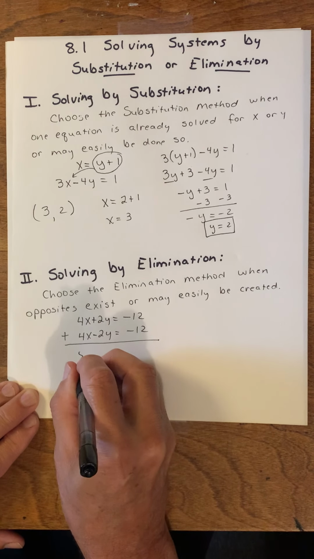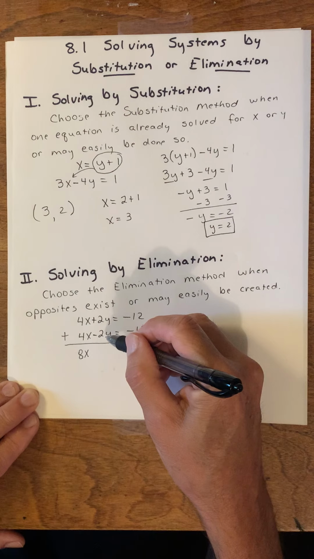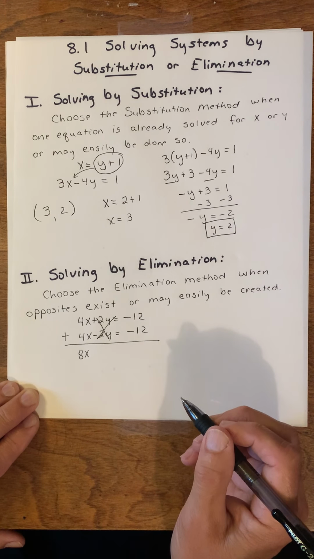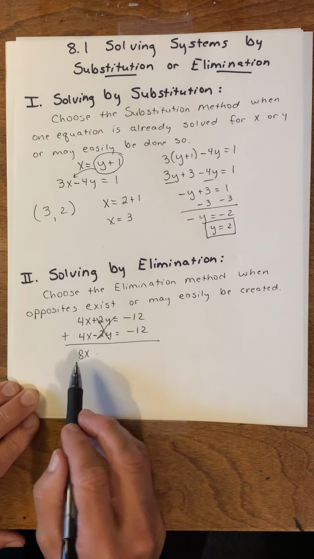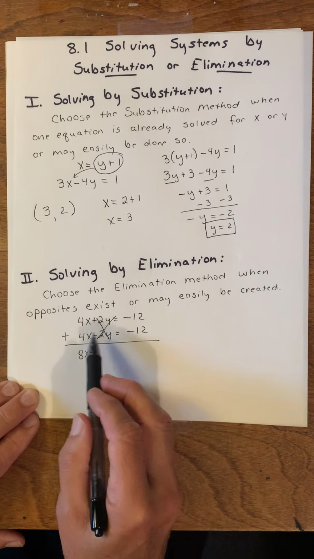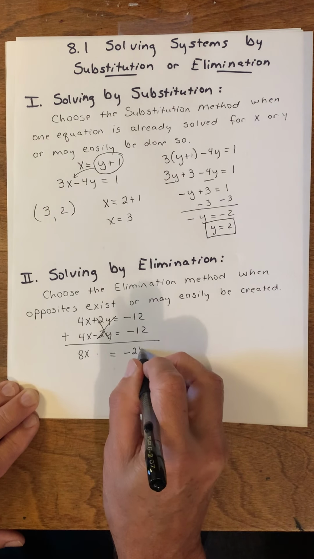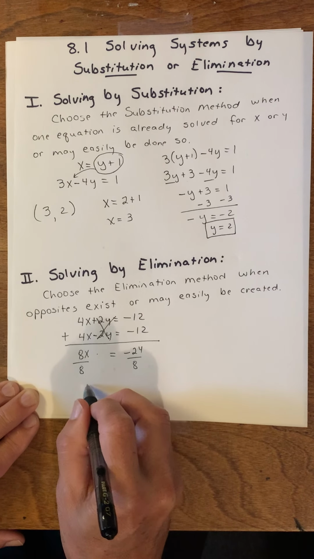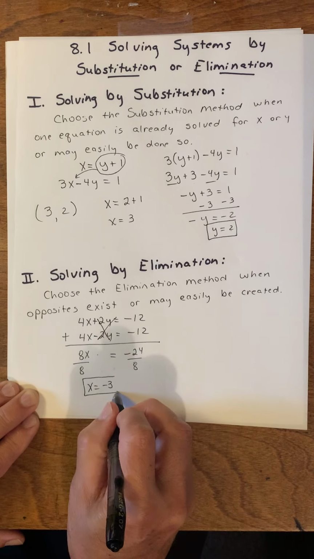4x and 4x, 8x, 2y, and its opposite, negative 2y. Oh yeah, opposites cancel. What we mean by that is they add to 0, and I'm not going to put plus 0y. That would be very confusing. So 8x on this side, negative 24, divided by 8. Oh my goodness, that was fast. And I have x is negative 3.